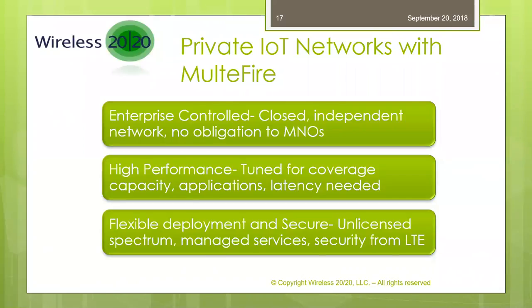The first one that we'll focus on is the private IoT network case, and just some of the key advantages that we can bring here. It is enterprise controlled. First, very important, it's a closed network. It's an independent network, and there's no obligation to the MNOs. If we want to deploy this network and use LTE technology, the first thing that you would have to do is work very closely with the mobile operator that owns that licensed spectrum.